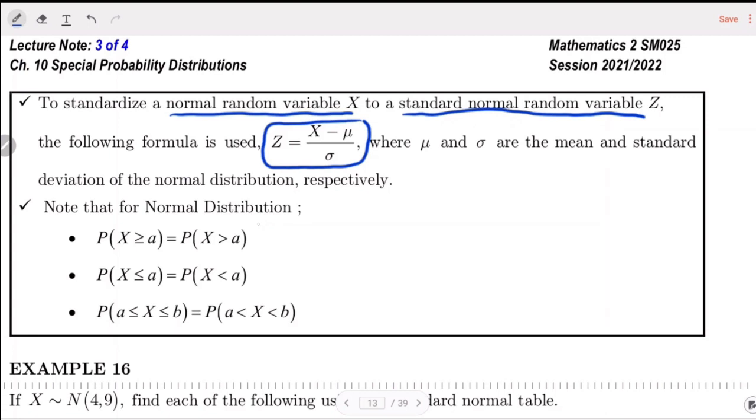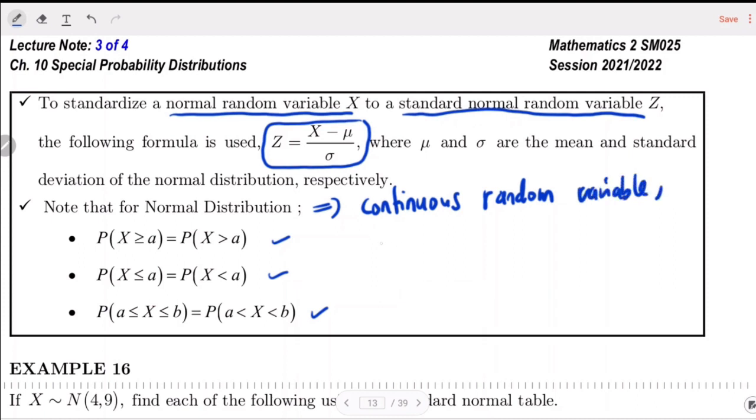Note that for normal distribution, probability X greater than or equal to a is equal to probability X greater than a. Probability X less than or equal to a is equal to probability X less than a, and probability X from a to b is equal to between a and b. This is because normal distribution lies under continuous random variable. So for continuous random variable, the equal sign doesn't matter.